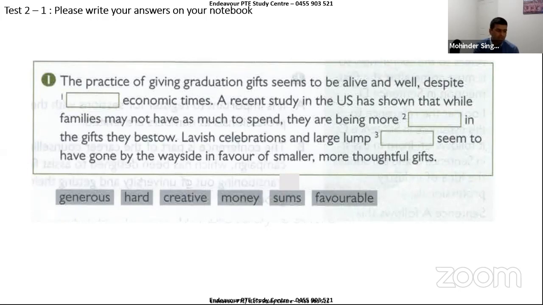Do you know what is the meaning of bestow? Shower? No, to give. In simple words, to give. Bestow means to offer.